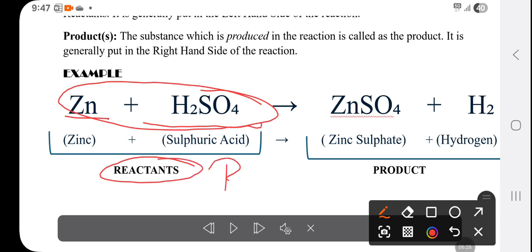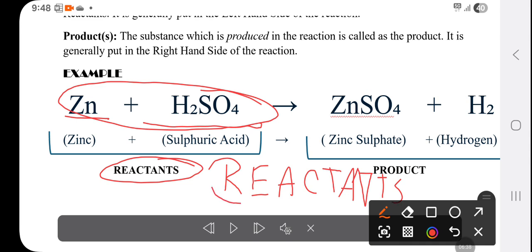Also, if we look at the word reactants, we get the term react. That means they are reacting, and they are the main components that we are using at the beginning to make the chemical reaction.